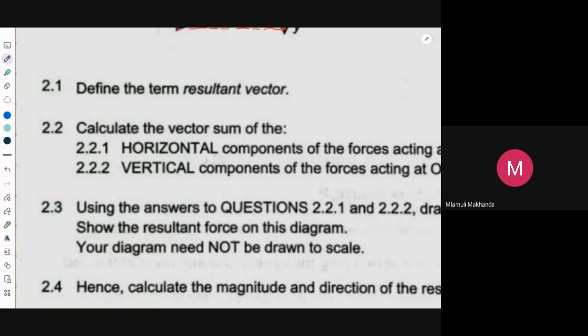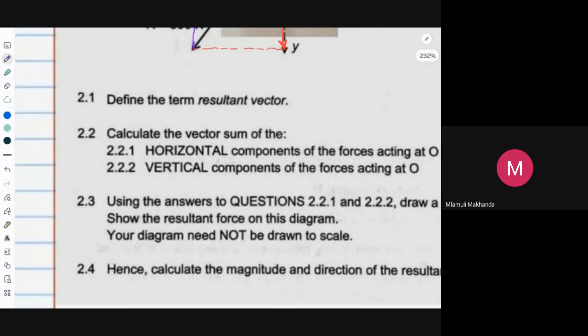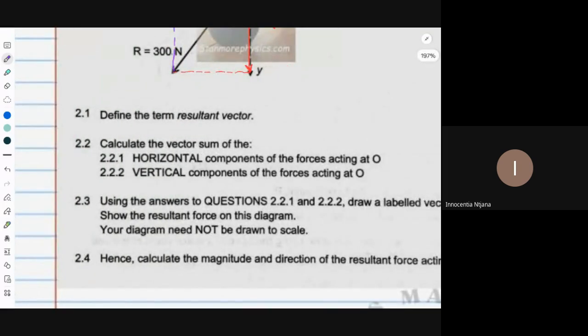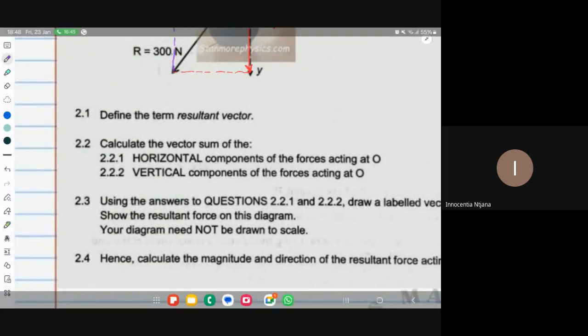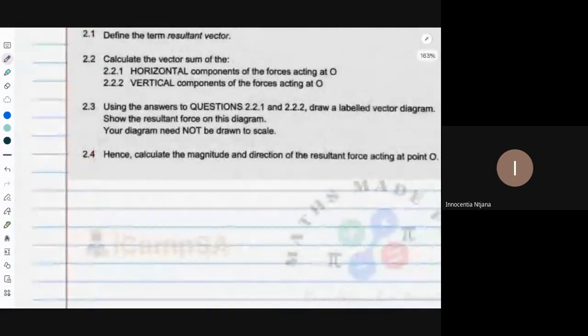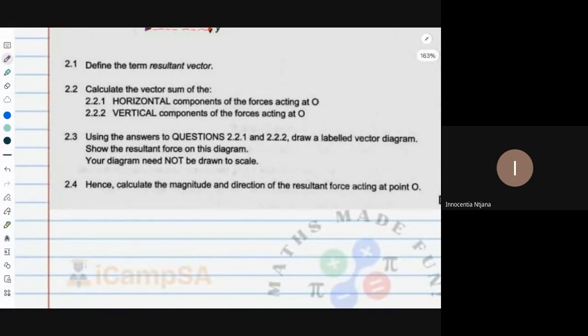So what's a resultant vector, guys? You guys are oddly quiet. A resultant vector is a single vector having the same effect as two or more vectors together. Yes, that's true. Thank you. So it's basically a vector that has the same effect as two or more other vectors combined.